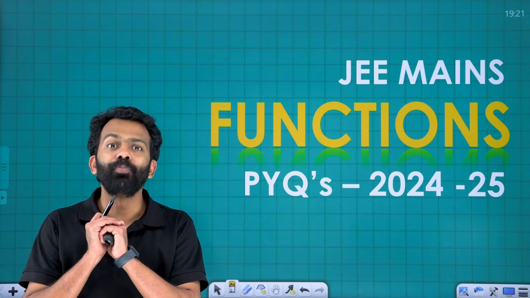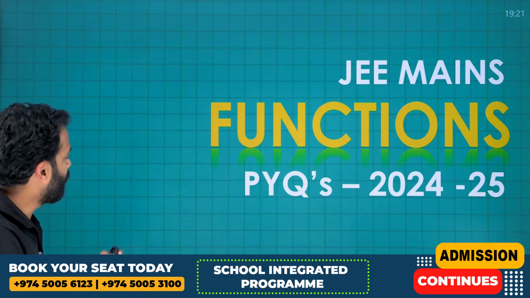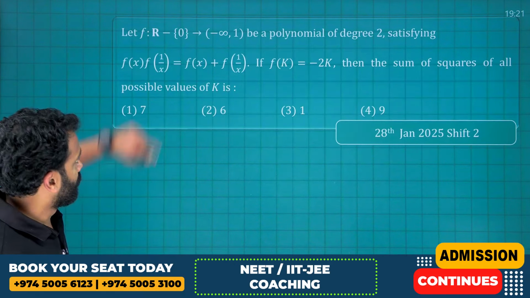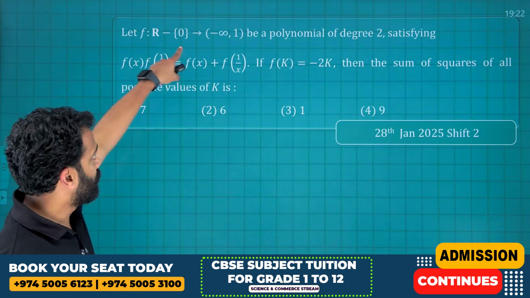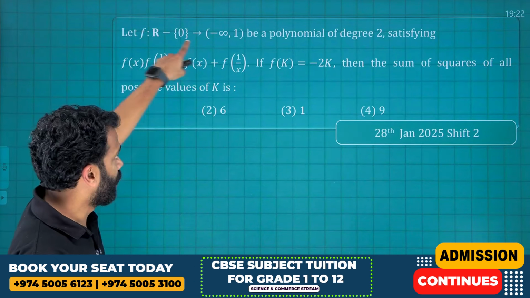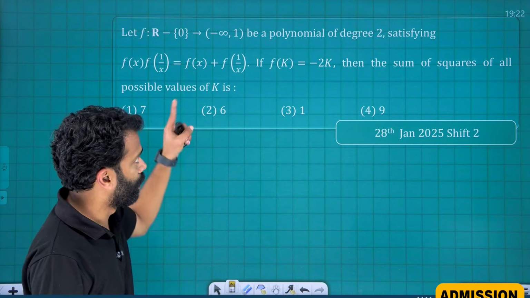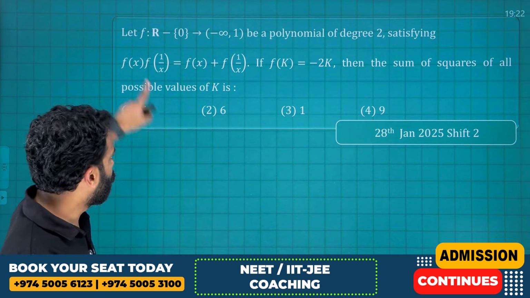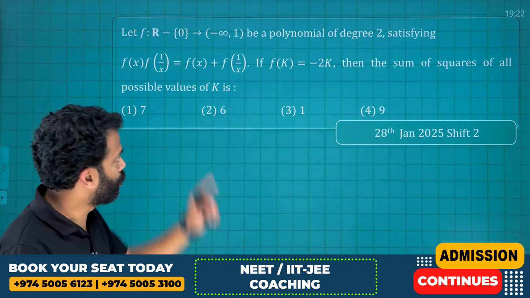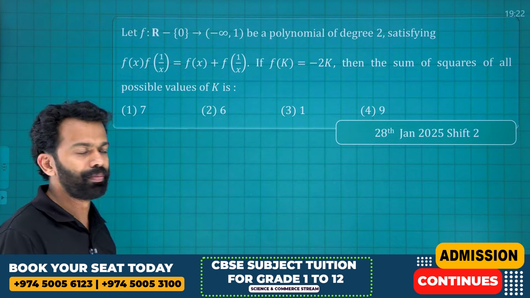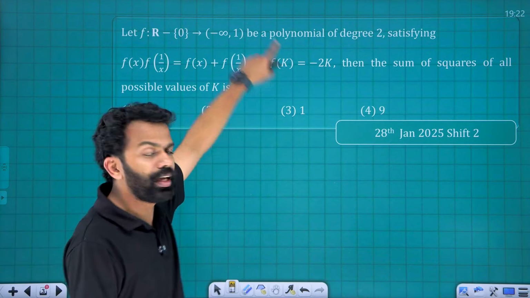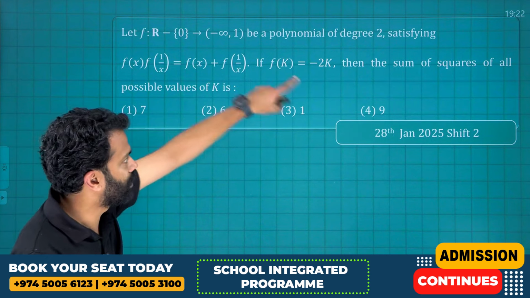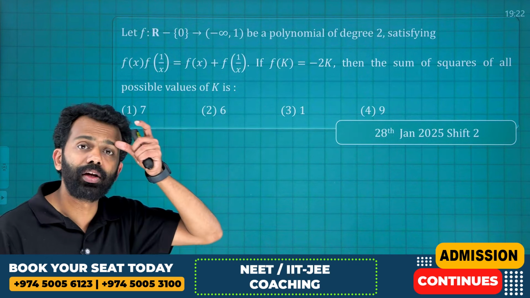So let's start with our very first question. Here's a function. The domain is given as the real numbers minus the set {0}, and the codomain is from minus infinity to 1. It is given that f is a polynomial of degree 2 satisfying f of x into f of 1 by x is equal to f of x plus f of 1 by x. Another equation is given: f of k is equal to minus 2k. Then you need to find the sum of squares of all possible values of k.